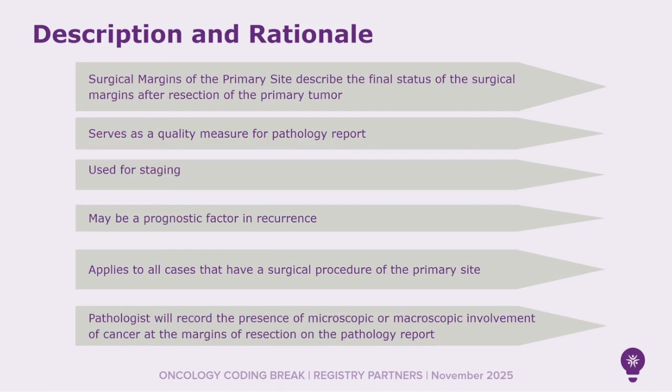The pathology report will document the presence of microscopic or macroscopic involvement of cancer at the margins of resection. Assign the surgical margins based on the final pathology report. Codes 0 to 3 are hierarchical. If two codes describe the margin status, record the numerically higher code.